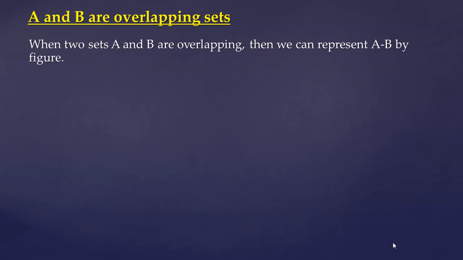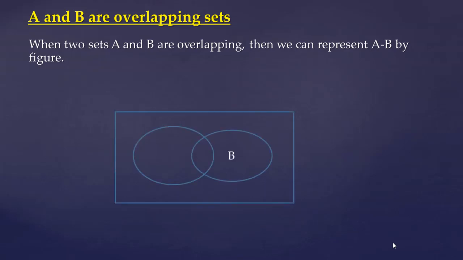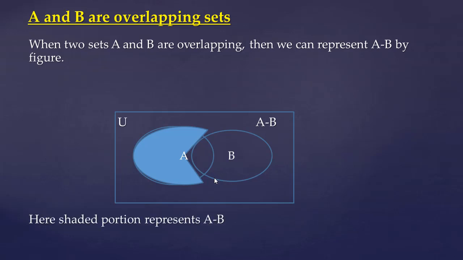When two sets A and B are overlapping sets, then we can represent A difference B by a figure. We have two sets A and B in the form of overlapping. When we take A difference B, it will be the portion of set A which is not in set B, and none of them is a subset of each other. Here the shaded portion represents A difference B.